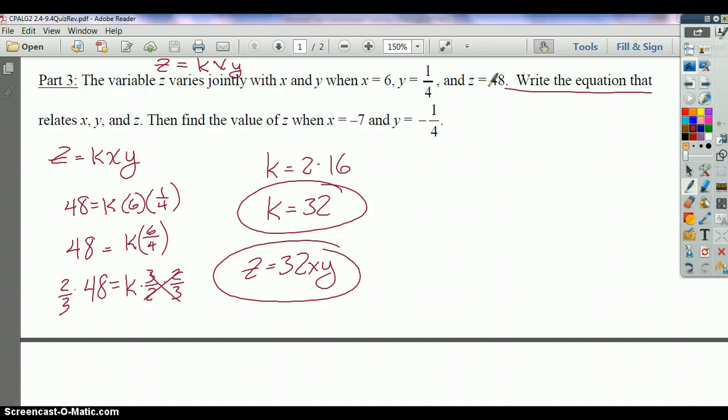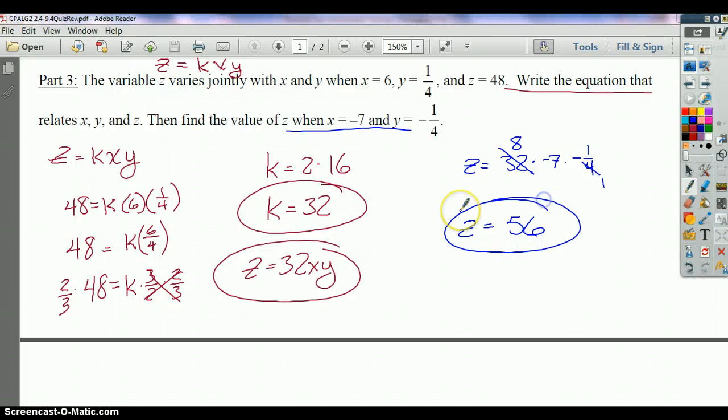And I still got to go through the 1 situation they give us here, which I'll put in blue. So z equals 32 times -7 times -1/4. So what I'm going to do is divide these both by 4, and this is 8. Looks like negative times a negative is positive. 8 times 7 is 56. Okay. Now I'm finished with the front. Amen to that. And let's keep rolling here to the back.